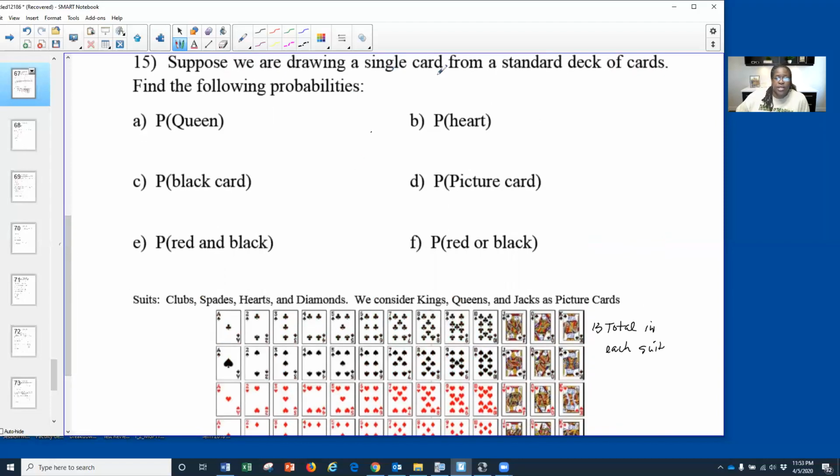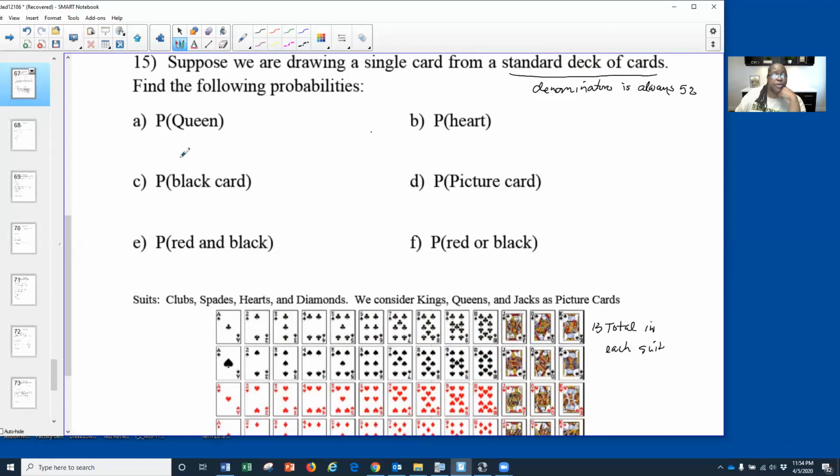Now, we're drawing a single card from a standard 52 card deck. So right here, this tells us that our denominator is always going to be 52. Because that's how many cards are in our deck, which is our sample size. So remember, our sample size is always going to be our denominator based on what we're talking about, okay?